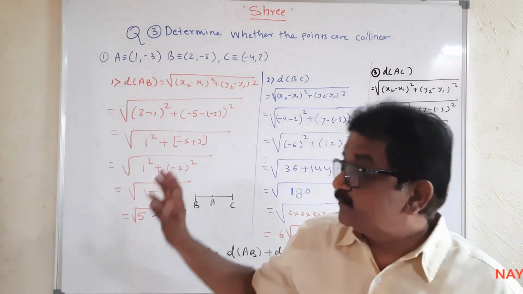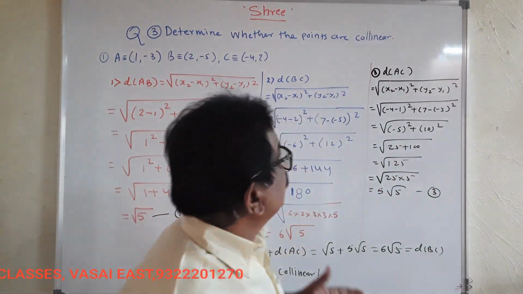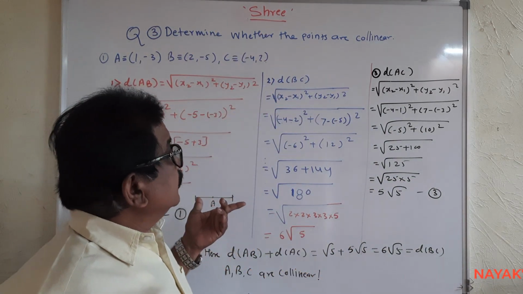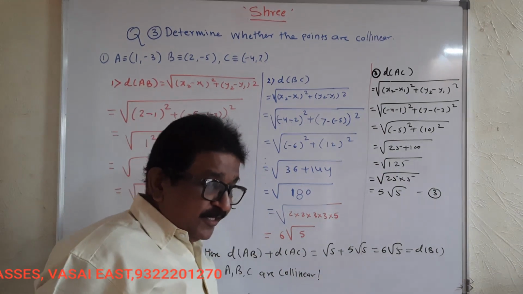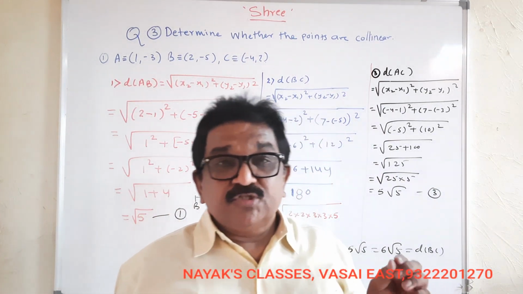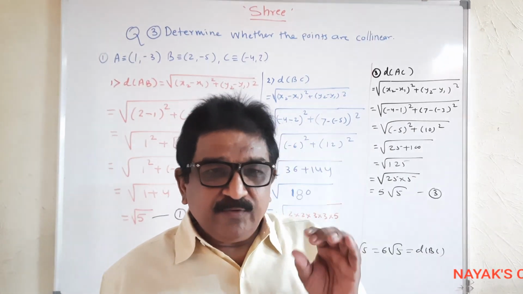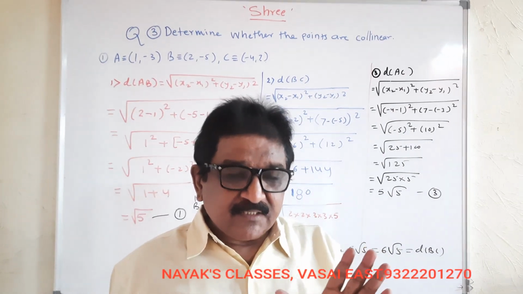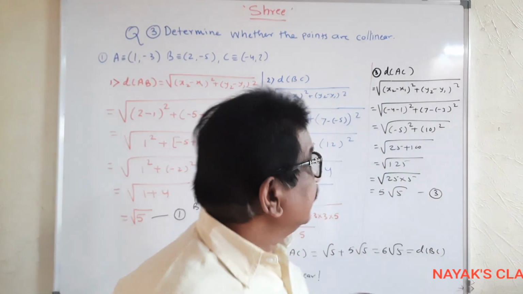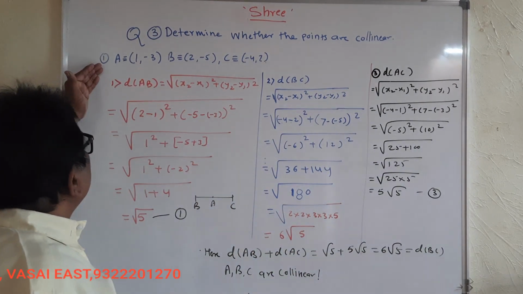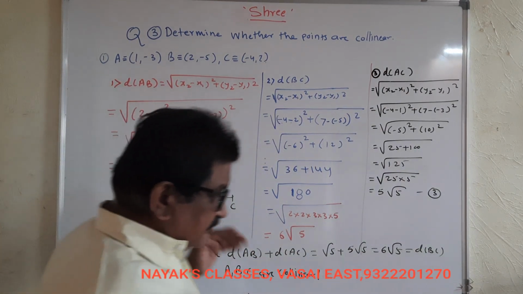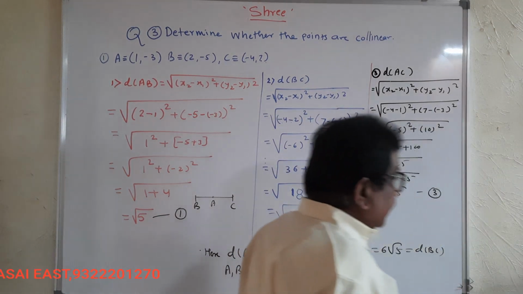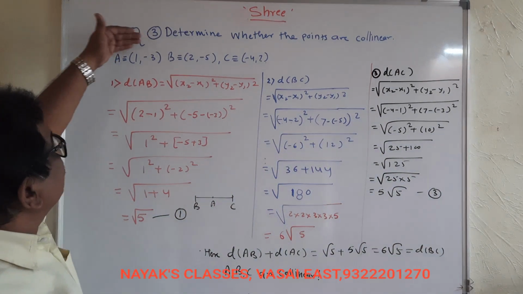Students, this is the example based on collinearity. Collinearity is part of coordinate geometry. In the last lecture I explained that the sum of two smaller distances should be equal to the greater distance. So we are solving the first example of question number 3.